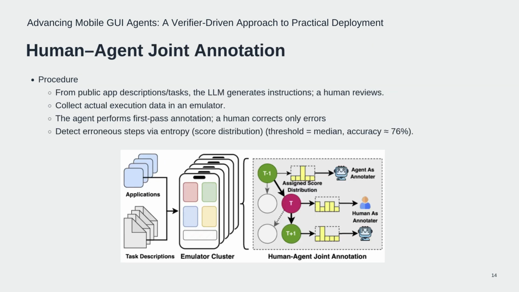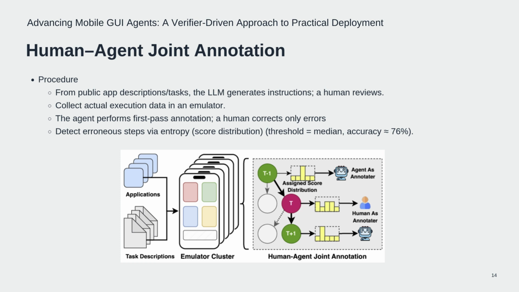Now the last piece, data annotation. To train the P3 verifier, they need lots of state-action pairs labeled correct versus incorrect. Pure manual labeling is infeasible, so they use a human-agent joint pipeline. First, task instructions. They collect tasks from public app descriptions and benchmarks. An LLM turns these into concrete user-like commands that a human reviews and edits for clarity and achievability.